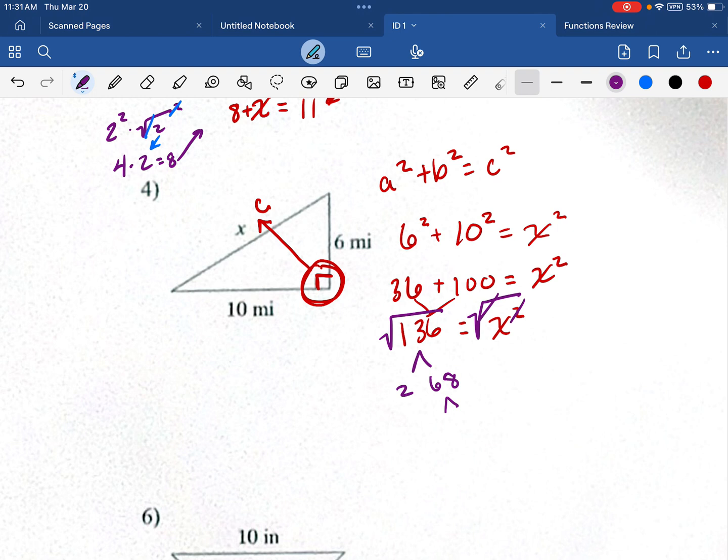Again, 68's even. It ends in an 8, which I know is also divisible by 2. So I'm going to divide that by 2. I get 2 and 34. 34 is also even. I know I can divide that by 2, and I'll get 17. 17's prime. I can't divide this one, and so it's just 17.